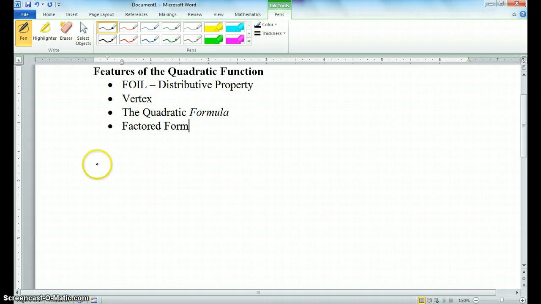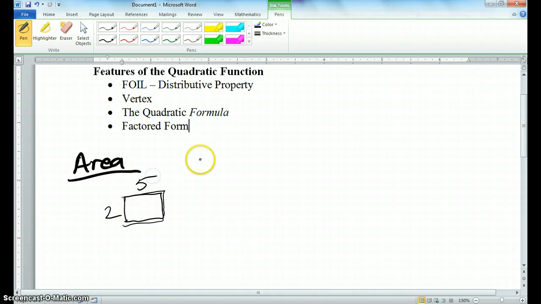So let's just think about an area problem. Let's think about situations in which we've dealt with area. Area is a measure of the amount of space something takes up. Let's say we have a 2 by 5 box. The area would be 2 times 5 equals 10 units squared. If that were feet, it would be 10 square feet. If it were inches, it would be 10 square inches, etc.